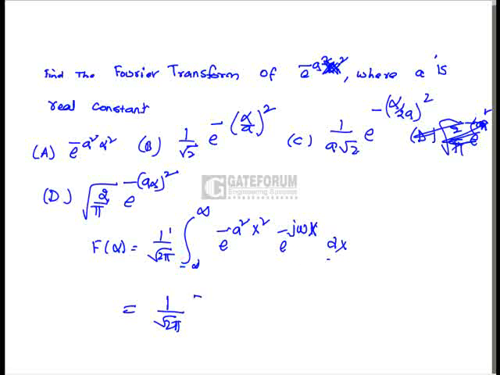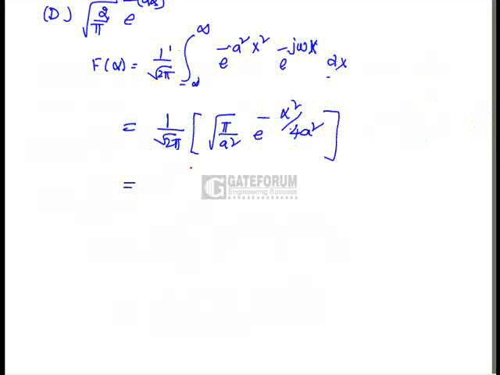if we follow the standard integration process, we get root pi by a square e power minus omega square by 4a square. If we solve this one, we will get the answer as 1 by a root 2 e power minus omega square by 4a square. Hence option C is correct.